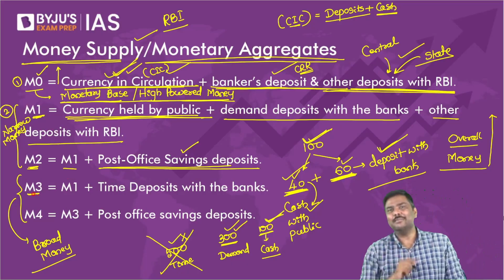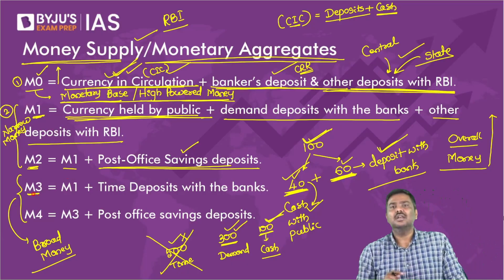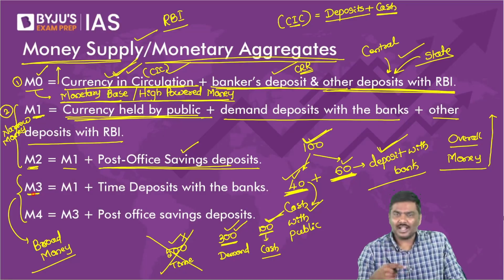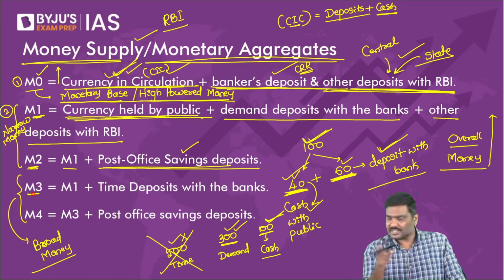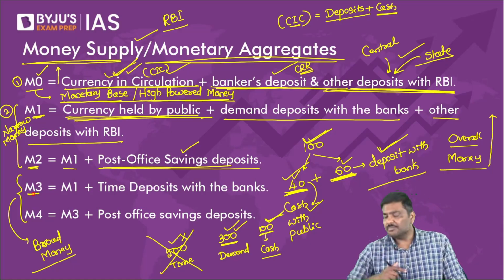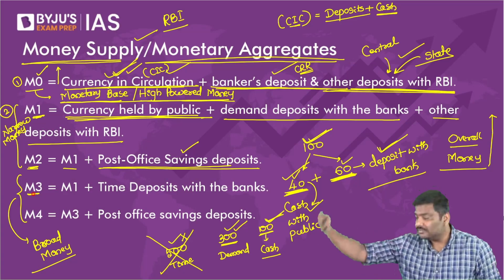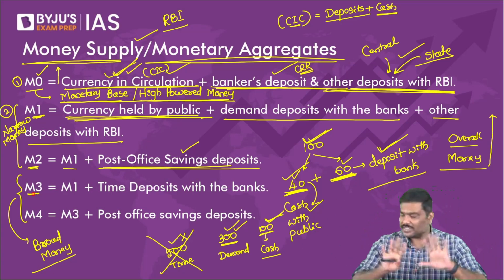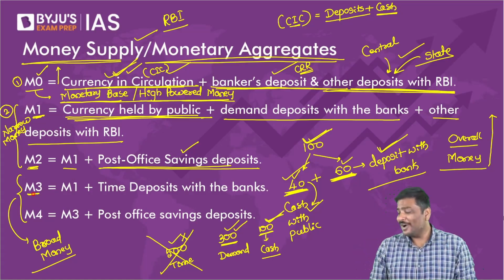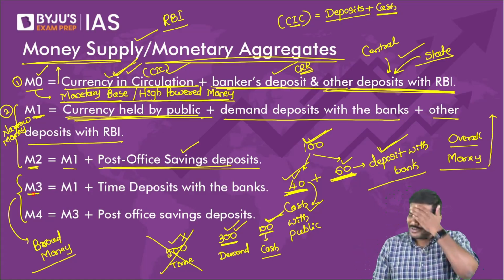Come to M3. Or before going to M3, please tell me. I'll give a statement like this. M2 is more broader compared to M1. I'll repeat the statement. Let me know whether this is correct or wrong. M2 is more broader compared to M1. If this kind of a statement is given, all of you will say yes.